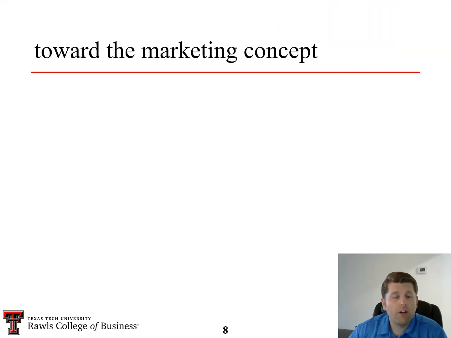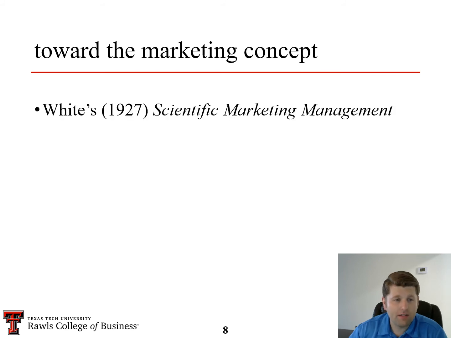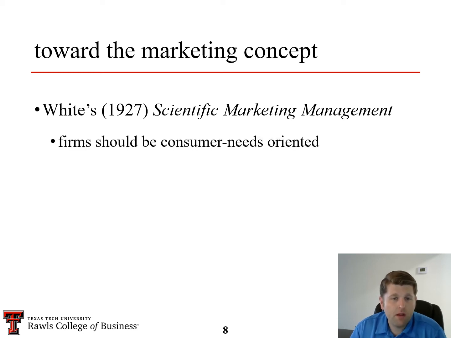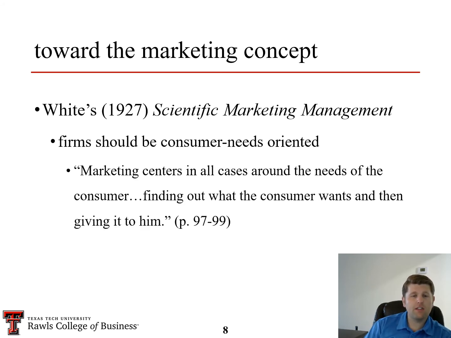Now we are moving closer towards the marketing concept. In 1927, White published a book called Scientific Marketing Management. And this is one of the first textbooks that focused on more of a scientific managerial approach to teaching marketing. And in this textbook, they focus on how firms should be consumer needs oriented. They should focus on the needs and wants of the consumer. You find out what the consumer wants, and then you give it to him.